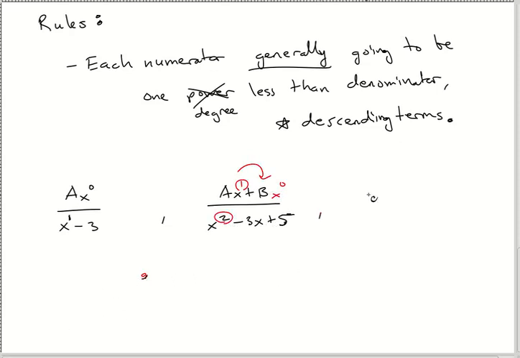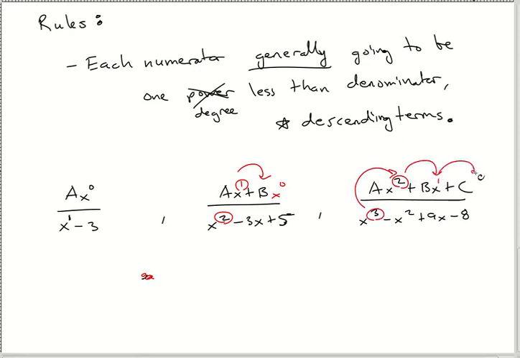Let's do another one. Let's say that I had a big denominator. x cubed minus x squared plus 9x minus 8. Just something like that. Well, what I need now is an Ax squared and then plus Bx plus C. Again, 3 and 2, so it's 1 less, but then I have to descend down all the way. I have to descend my terms.